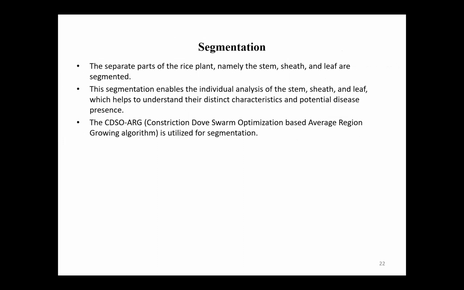The next step is the segmentation. It separates the parts of the rice plant, namely the stem, sheath, and leaf, because we are trying to find the disease in every part of the rice plant, not only in the leaf or one part. That's why we have to segment them into the different parts. This segmentation enables individual analysis of the stem, sheath, and leaf, which helps to understand their distinct characteristics and potential disease presence. The CDSO ARG, that is, the construction dove swarm optimization based average region growing algorithm, is utilized for the segmentation purpose.